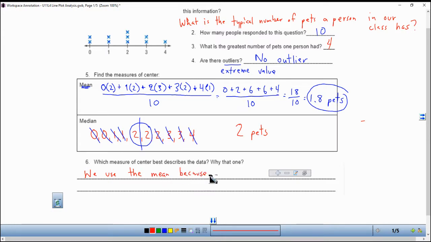The median is good when there are outliers. So when we have an outlier, that's when we'd prefer the median because then the outlier doesn't have as much of an effect on that measure of center.